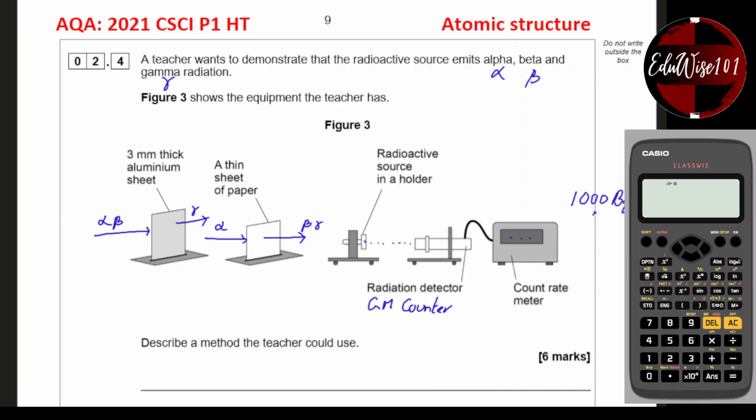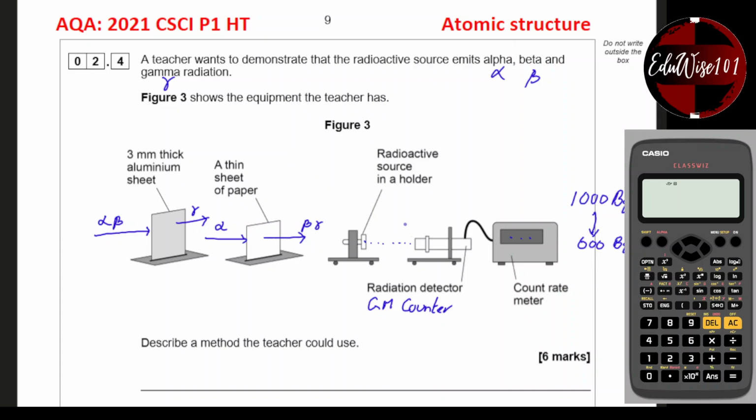Now, if the reading, let's say, goes down to 600, what that means is that the source is actually giving out alpha particles. That's why it has gone down by 400. Now beta and gamma will still go through, hence you still have 600 becquerels coming through. Then you would remove the paper and put the thin sheet of aluminium in between.